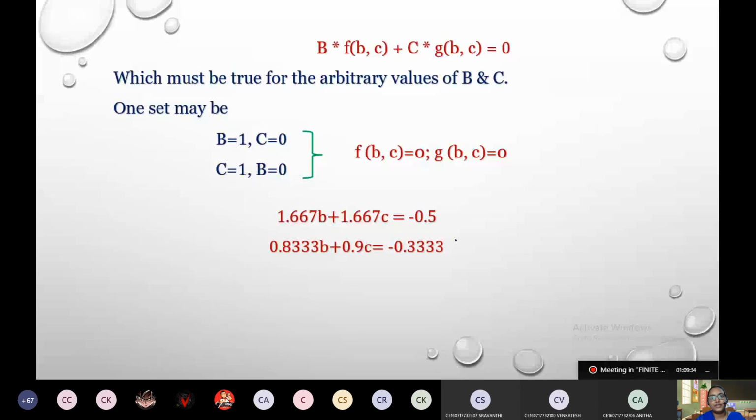Now solve these two equations for the values of small b and small c, and tell me the answer. Please raise your hand. The moderator will inform me. Then you can unmute yourself and give me the answer. One member give the answer for b. The other member give the answer for c.